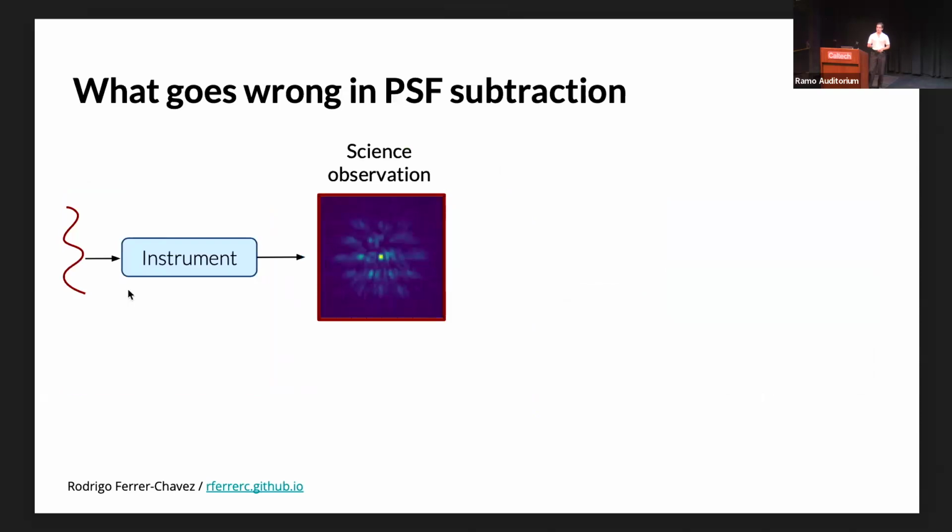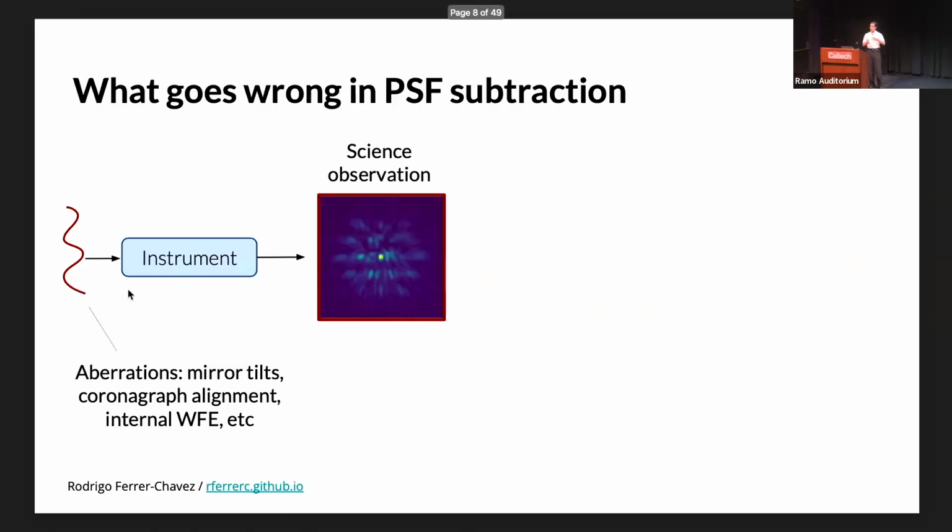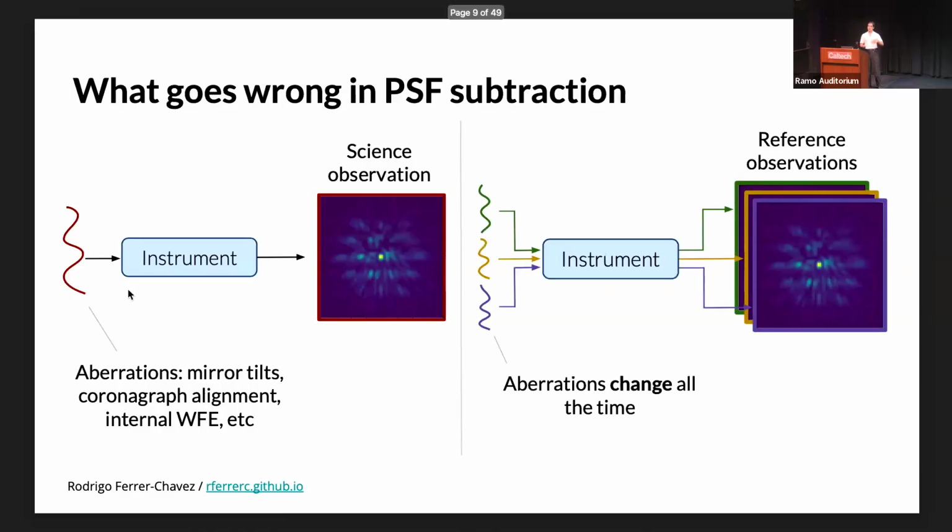When you get your science observation, you get an image not just of a star, but of your entire instrument pretty much. You have, I don't know, misalignment between the coronagraph and the star. You have some tilts in the mirrors, the primary mirrors. You have some internal aberrations that might change on some timescales. All of those, I will call generally aberrations, are what influences what your image will look like in your detector. But instruments are not perfectly stable, right? So by the time you take your reference observations, those aberrations will have changed. So your PSFs will have changed, and you cannot get a perfect subtraction from them.